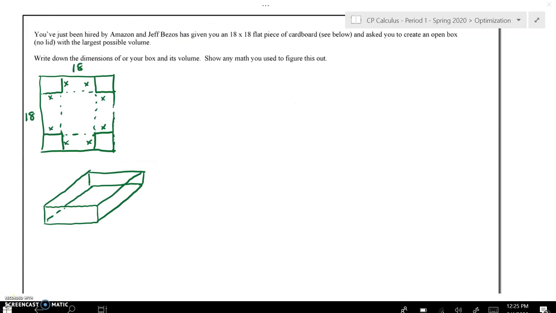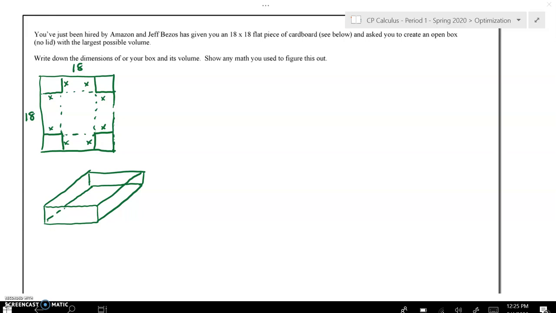This problem should look familiar. This is the one that we asked you guys to try and figure out on your own: to optimize the volume, to maximize the amount of volume you can get out of a flat piece of cardboard by turning it into an open box, so a box with no lid. To do that, I drew a picture of what's actually happening. It's an 18 by 18 sheet of cardboard, and the x's are what you would be cutting out from each of the corners to be able to fold it up, right?